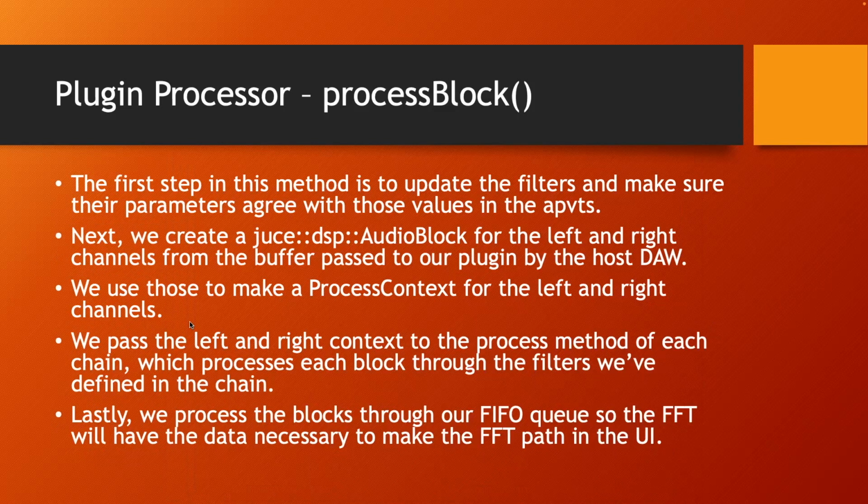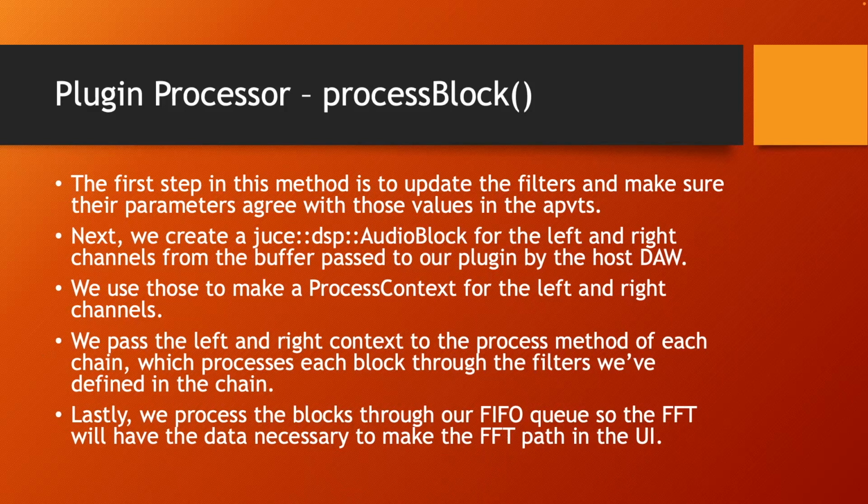Going on to the process block method, the first step is to update the filters and make sure that their parameters agree with those values in the APVTS. Next, we create a JUCE audio block for the left and the right channels from the buffer parameter that's passed to the plugin by the host DAW. We use those to make a process context for the left and right channels. We pass the left and right context to the process method of each chain, which processes each block through the filters we've defined in the chain.